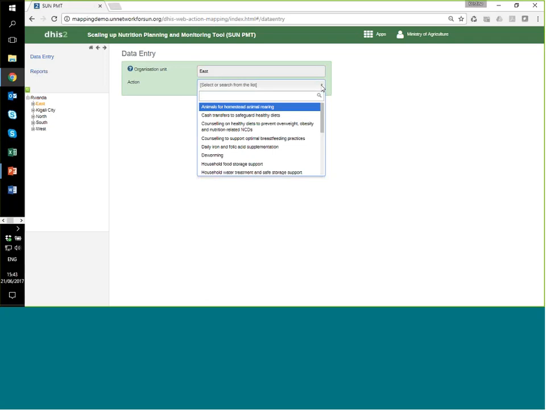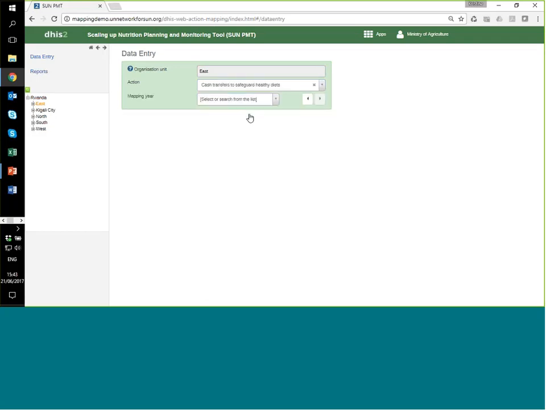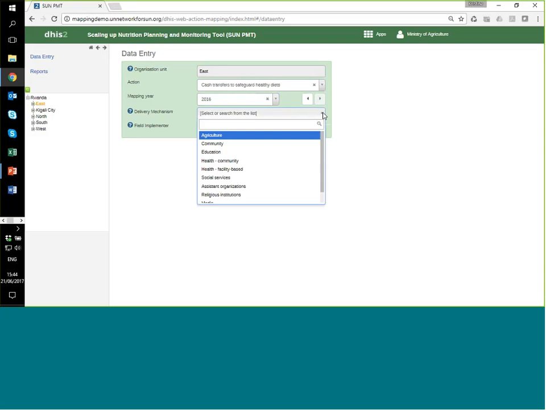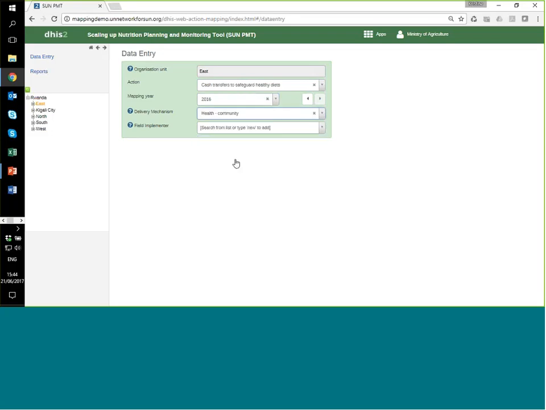Okay, so for the action, let's say we select cash transfers to safeguard healthy diets. Next, we will select the mapping year. This is the year for which beneficiary data will be related to. So we'll pick the last complete year, so 2016. Next, we will select the delivery mechanisms. So let's say that we will select the health community as the delivery mechanism.